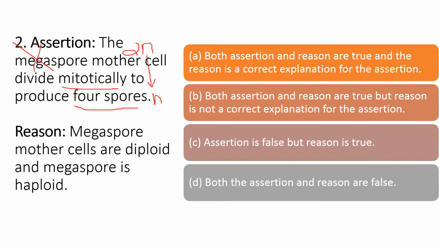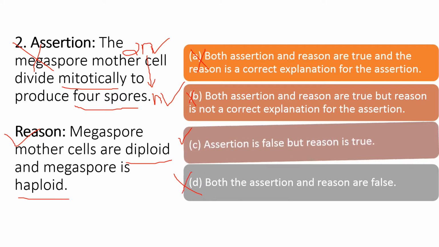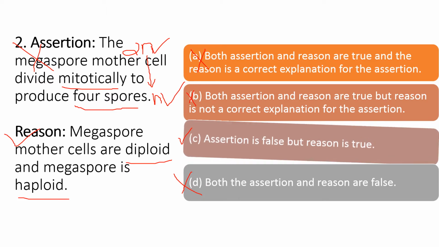And the reason: megaspore mother cells are diploid. Yes, correct. Megaspore mother cells are diploid. And the megaspore is haploid. Here I mentioned the megaspores are haploid. So the reason is correct. And look at the options. The first option itself is wrong. Second is also wrong. And the third is correct. Here they mention the assertion is false, reason is true. The last option itself is wrong. So the right answer is C. Assertion is false, reason is true.